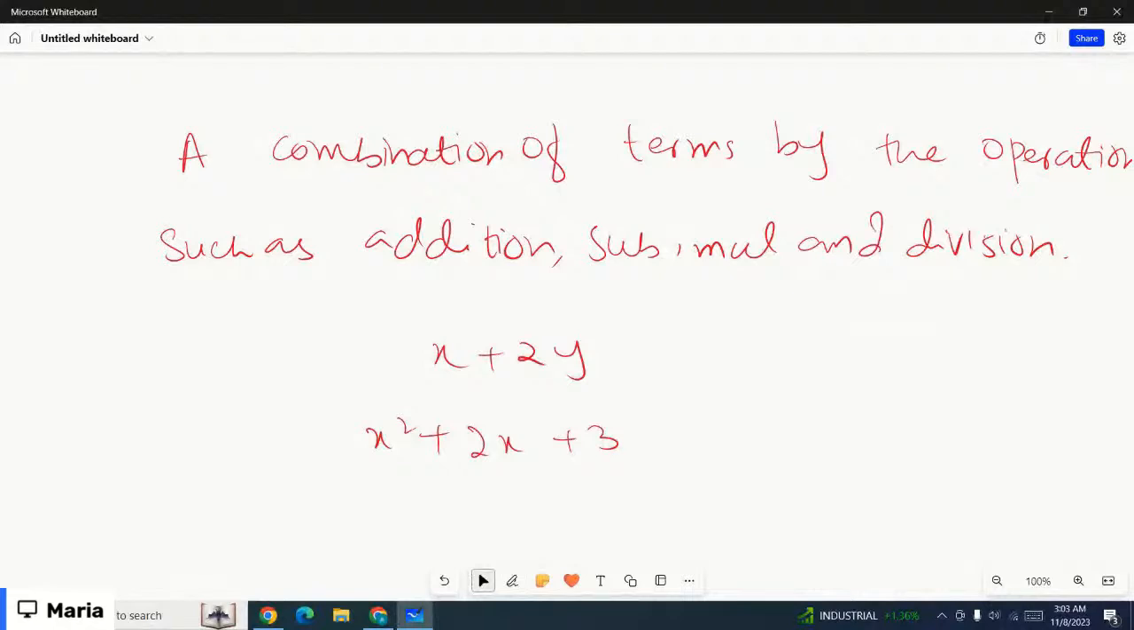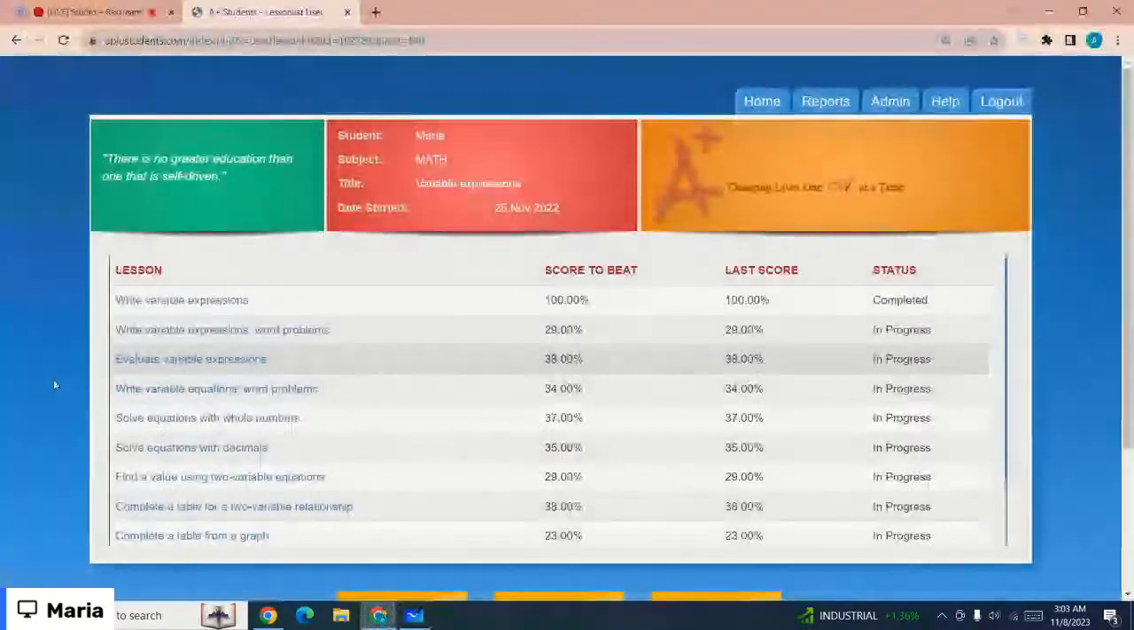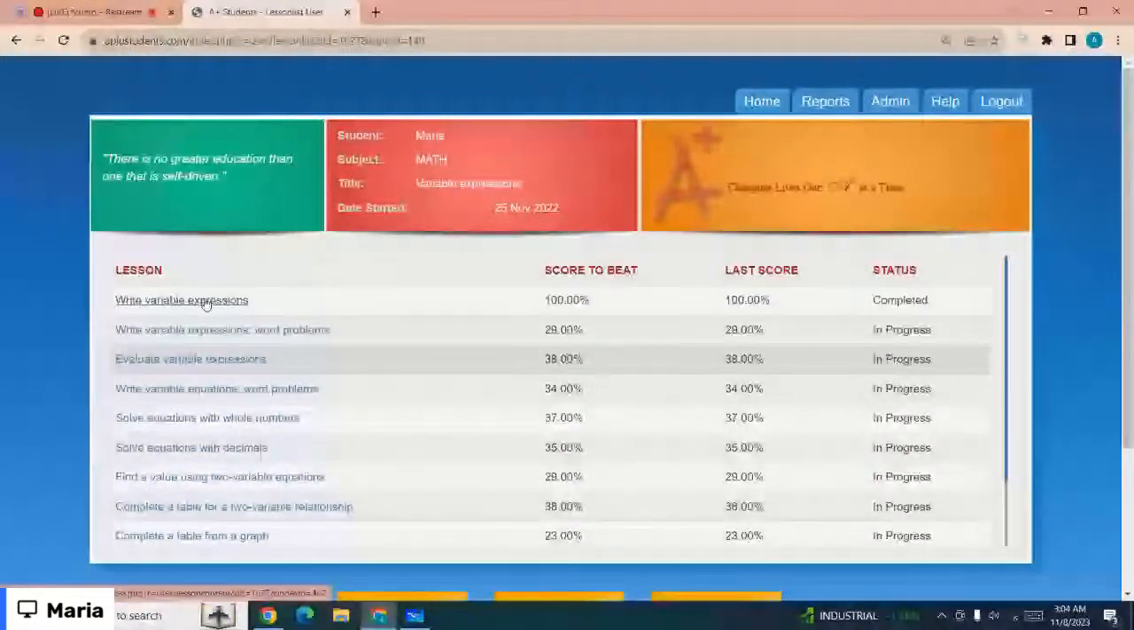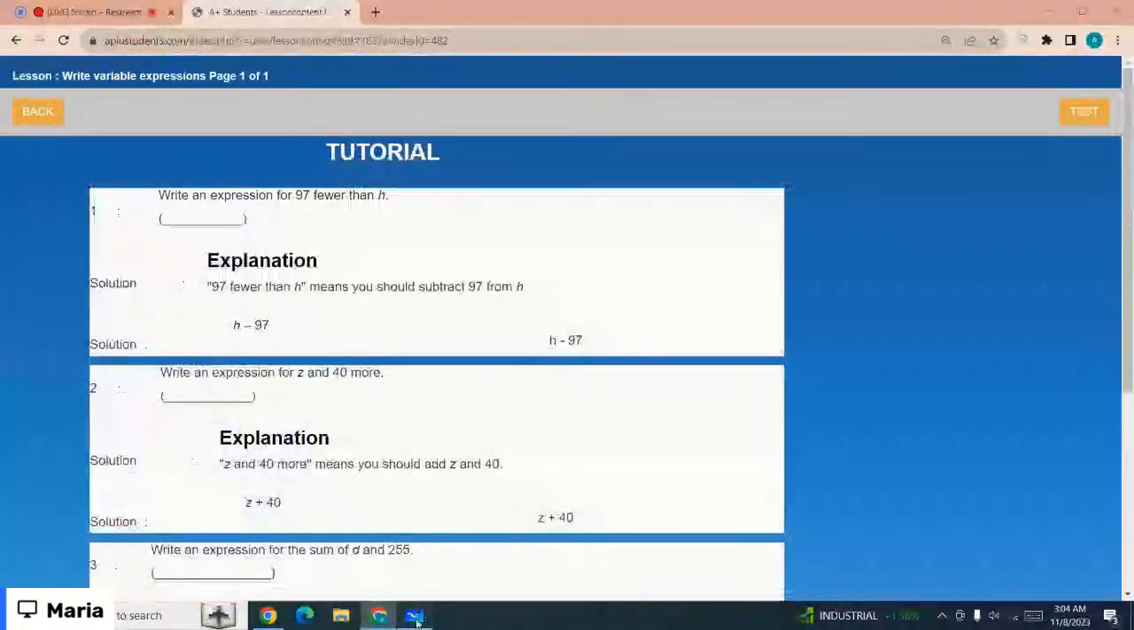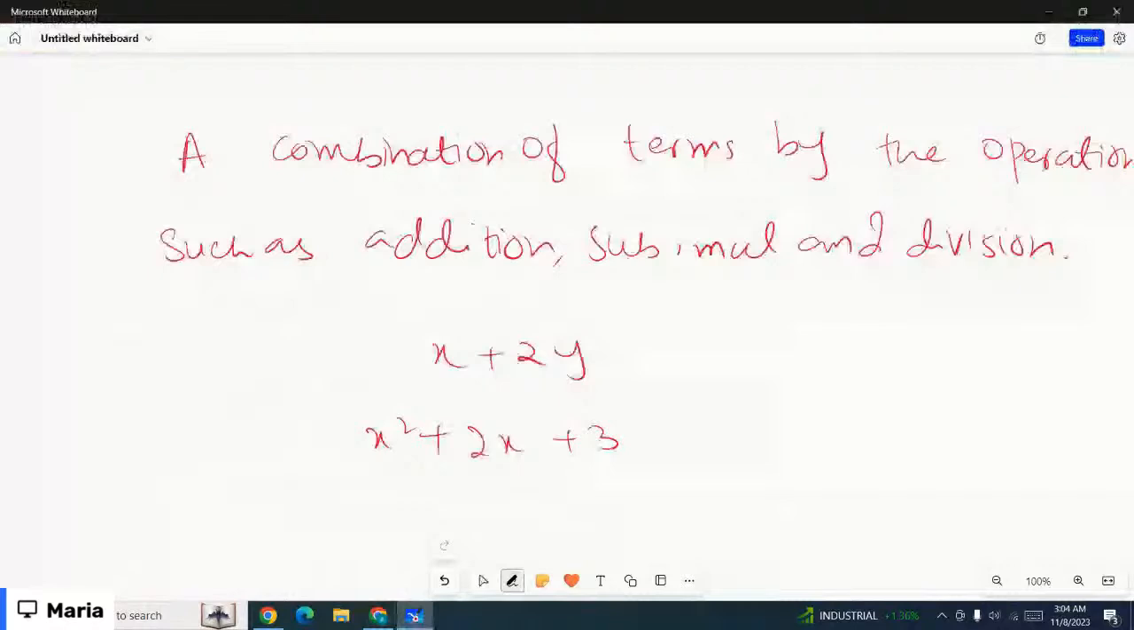Got it? So today we're going to learn how to write variable expressions. In the first lesson we're going to learn how to write variable expressions. Basically you are given sentences like add 92 and x. That is in sentence form, and you have to write the expression, so you can write x plus 92, right? So let's just start with the examples.